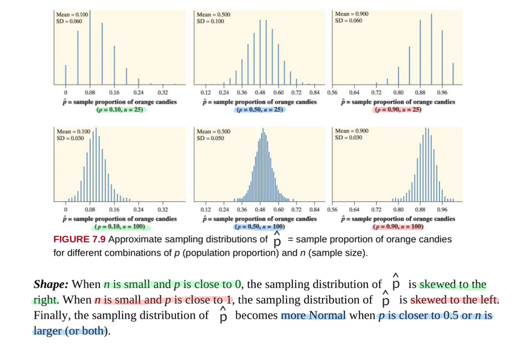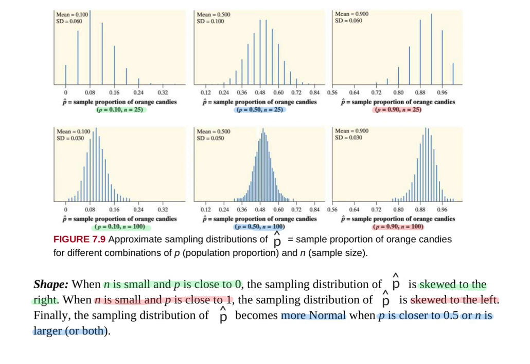So n is small, you get a skew. If p is close to 0, you get skewed to the right. If p is close to 1, you get skewed to the left. So skewed to the left here, right? N equals 25 is pretty small, at least compared to 100, but we'll give it to 100 as well. That's going to be skewed to the left.